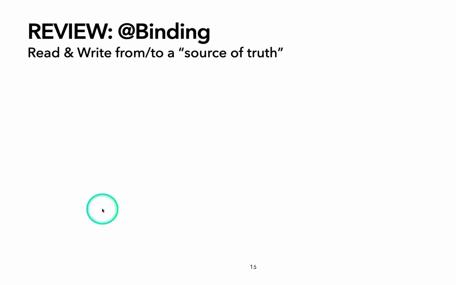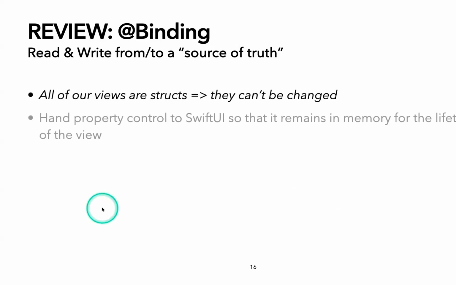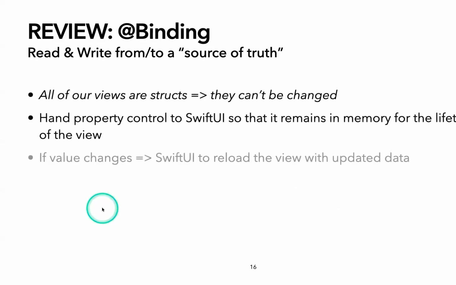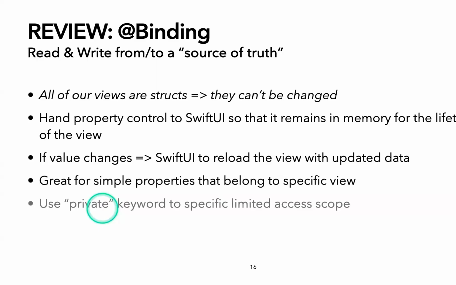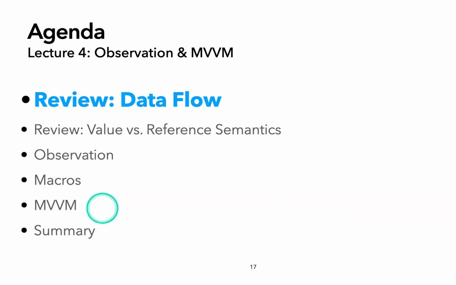Now, we could talk about @Binding, which again allows you to read and write into a source of truth. Sorry, I didn't update the slide. Okay, any questions about data flow? Does that make sense? Okay. What's the difference between @State and @Binding and how they work together?